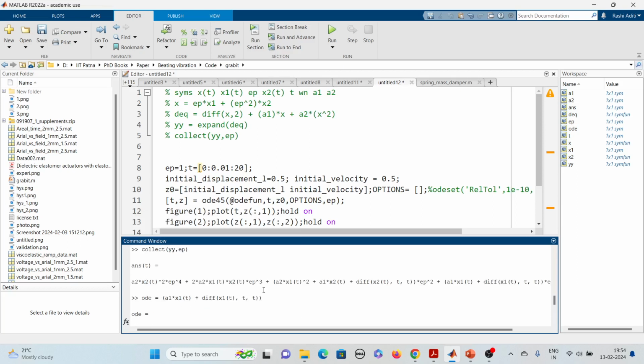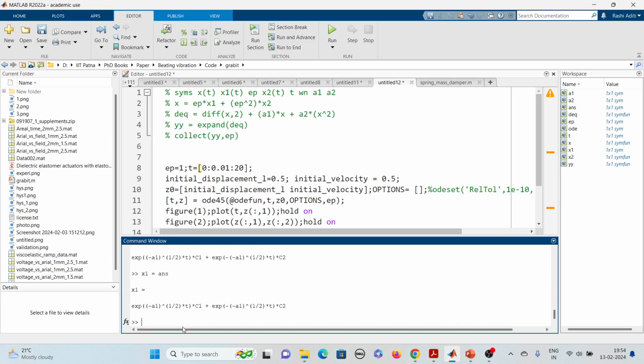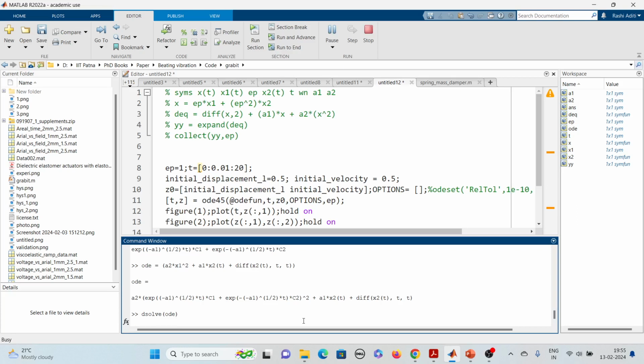See, here after collect, I got this expression which was multiplied with EP square. So I'll just copy this expression for now because this is where I have to solve it. Now I'll define the new ODE as this, and I'll just remove t from here because now my x1 is defined. I'll press enter. It gives me the ODE. Now I'll again call dsolve and it will give me the solution of this new ODE, which relates to x2.